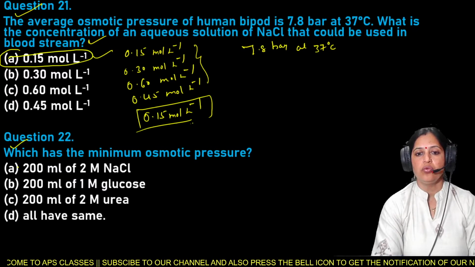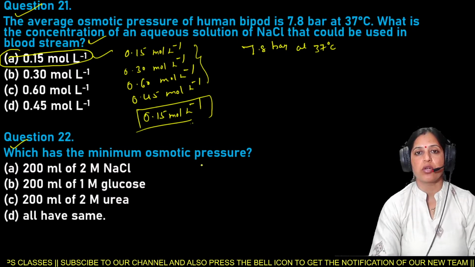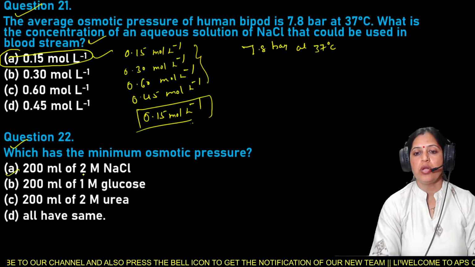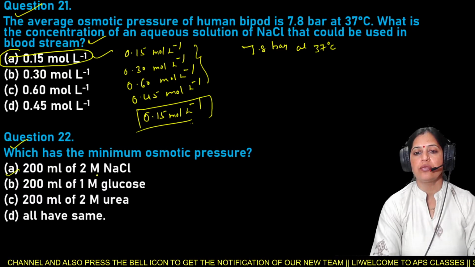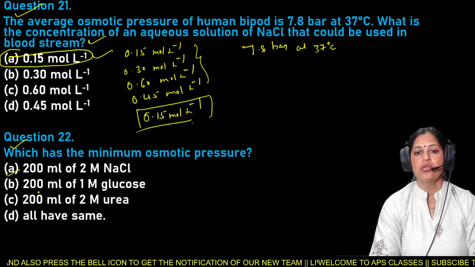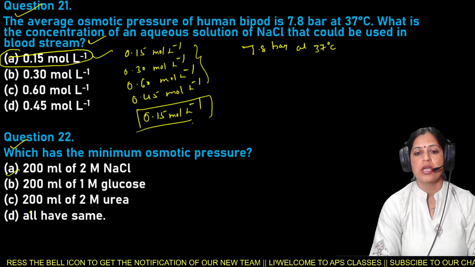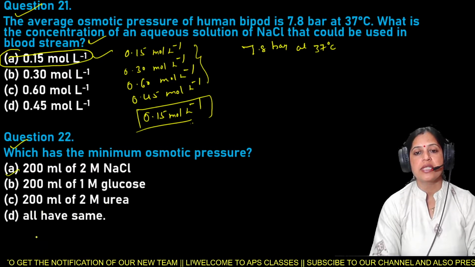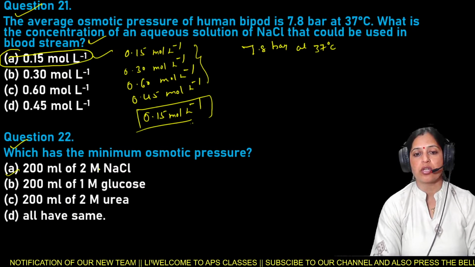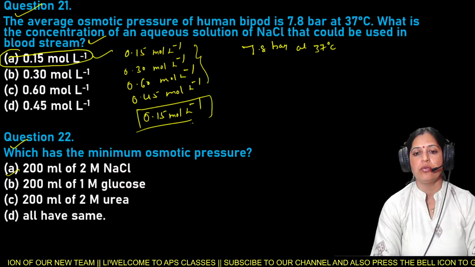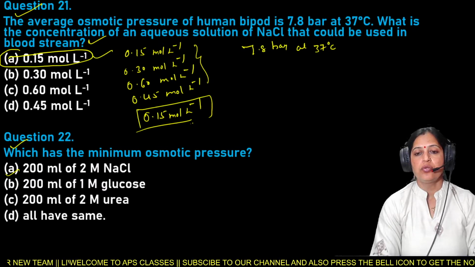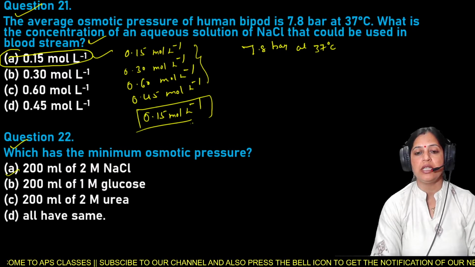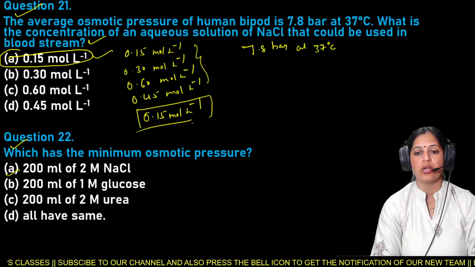Question number 22. Which has the minimum osmotic pressure? Options are 200 milliliter of 2 mole sodium chloride, 200 ml of 1 mole glucose, 200 ml of 2 mole urea, and all have the same. So which has the minimum osmotic pressure? Options are given.